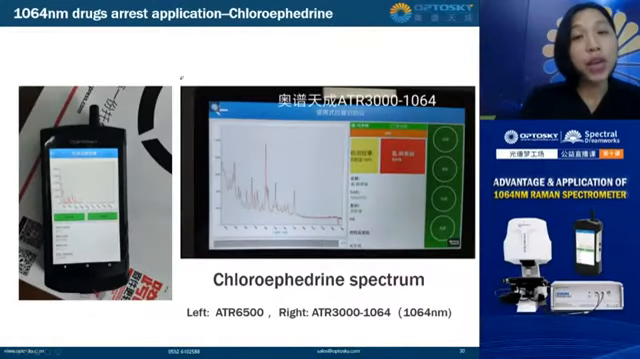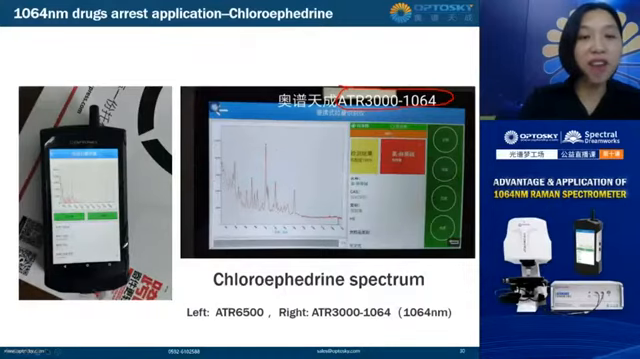And we have already shown this using our handheld Raman spectrometer ATR 3000 1064 for the Raman signal. It's very good. It's very strong. However, if you use 785, the signal is very weak. This is the chloride ephedrine spectrum.